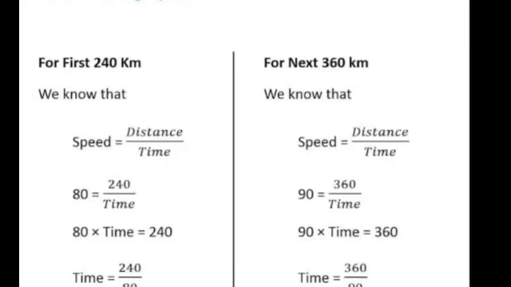The next example: suppose a bus travels the first 240 km at a speed of 80 km per hour. It covers the next 360 km at a speed of 90 km per hour. So what is its average speed? Its average speed is, the first condition.